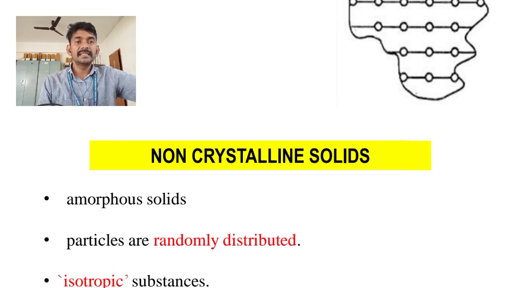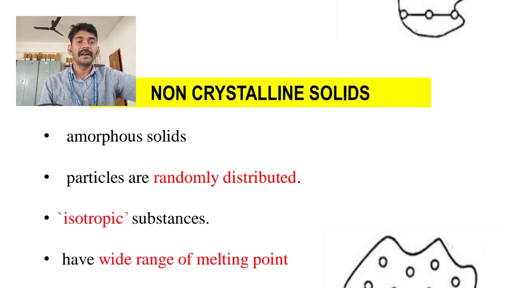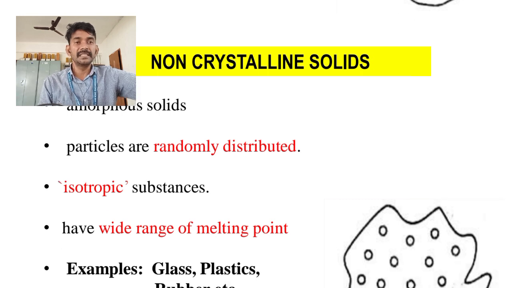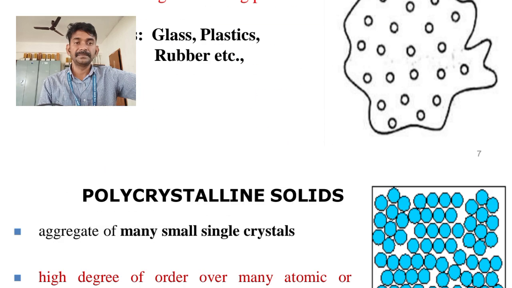Now non-crystalline solids, or amorphous solids. There is no regular shape, and particles are randomly distributed. These are isotropic substances with a wide range of melting points. These are called non-crystalline solids. For example, glass, plastics and rubber are examples of non-crystalline solids.